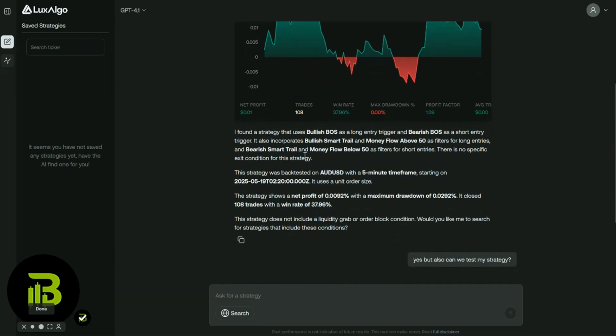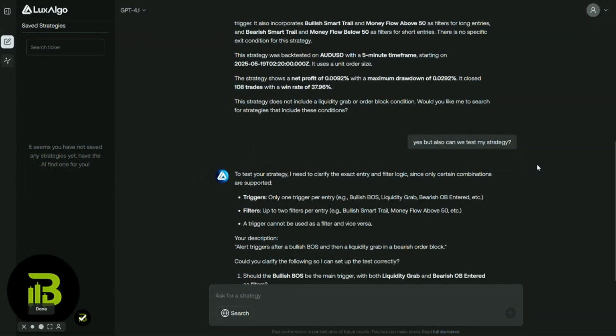So it gives us back a strategy here that's about using a bullish order block as a long entry trigger and a bullish break of structure and a bearish break of structure as triggers. And people have backtested this. Obviously, the win rate is quite low at 38%. So what I'm going to do is, can we also test this with my strategy here?